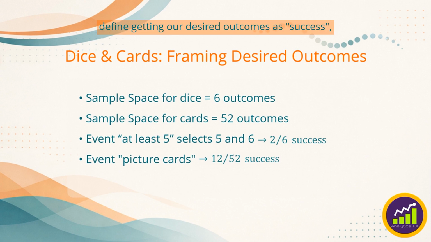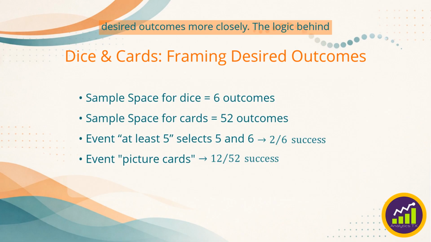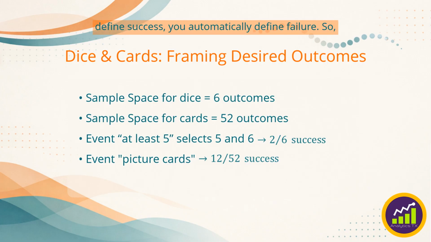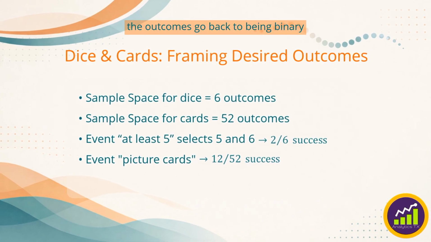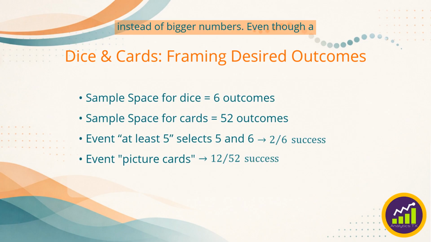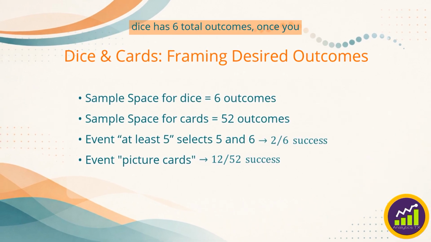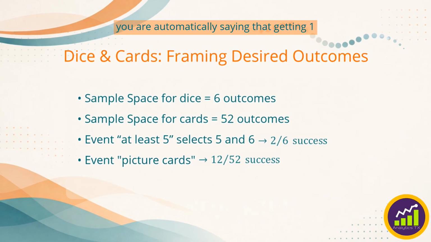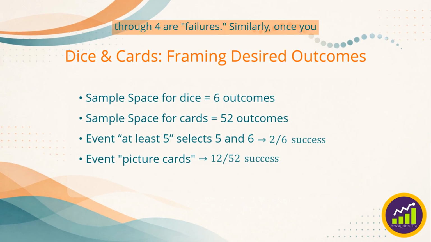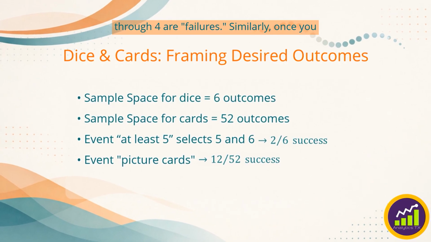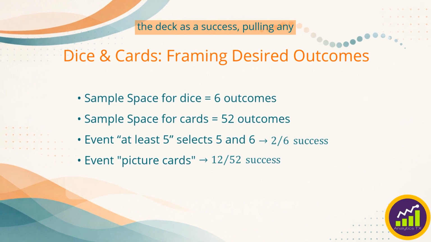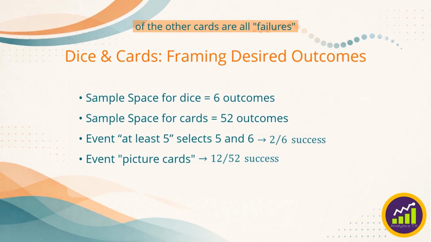If we define getting our desired outcomes as success, we can track the probability of those desired outcomes more closely. The logic behind defining the success is intuitive. When you define success, you automatically define failure. So the outcomes go back to being binary instead of bigger numbers. Even though a dice has 6 total outcomes, once you define success as getting 5 or 6, you are automatically saying that getting 1 through 4 are failures. Similarly, once you define pulling a picture card out of the deck as a success, pulling any of the other cards are all failures of your event.